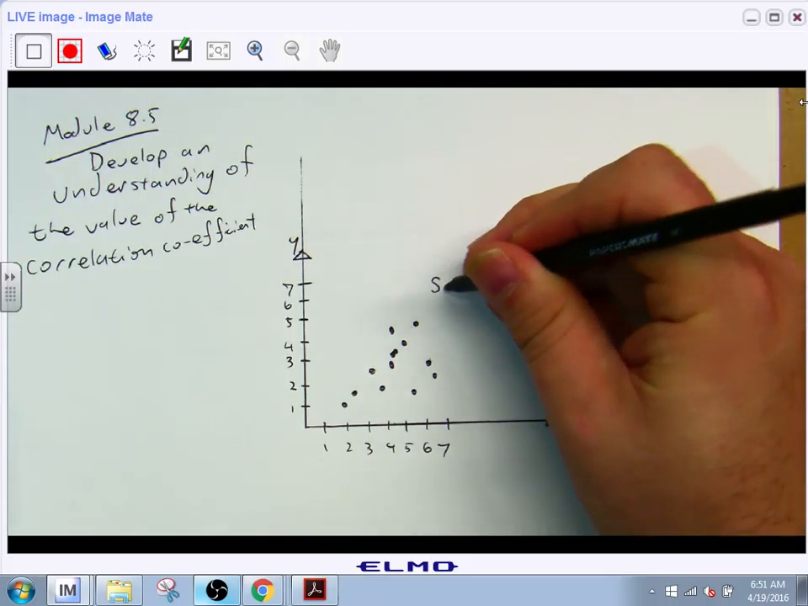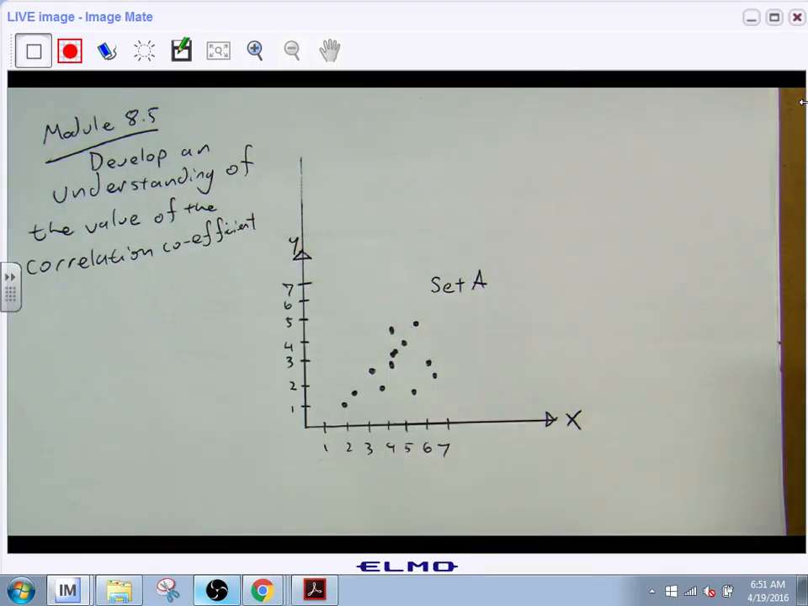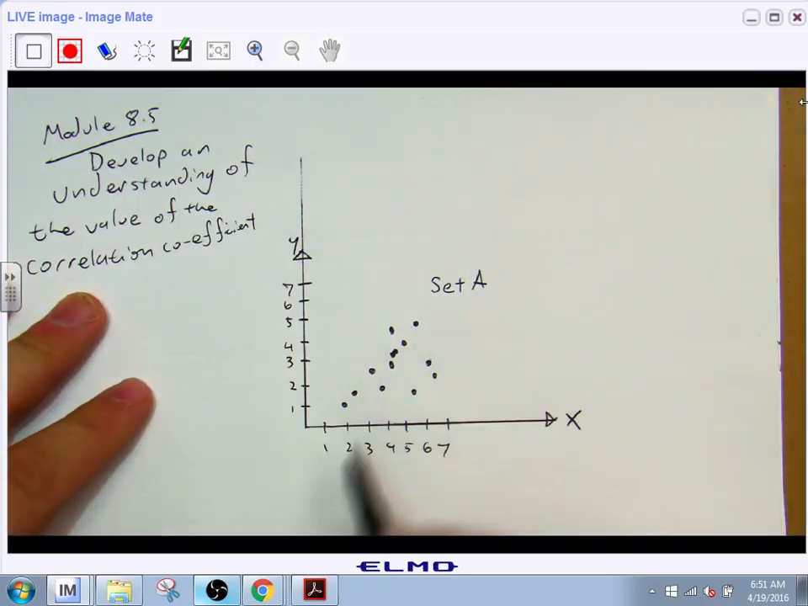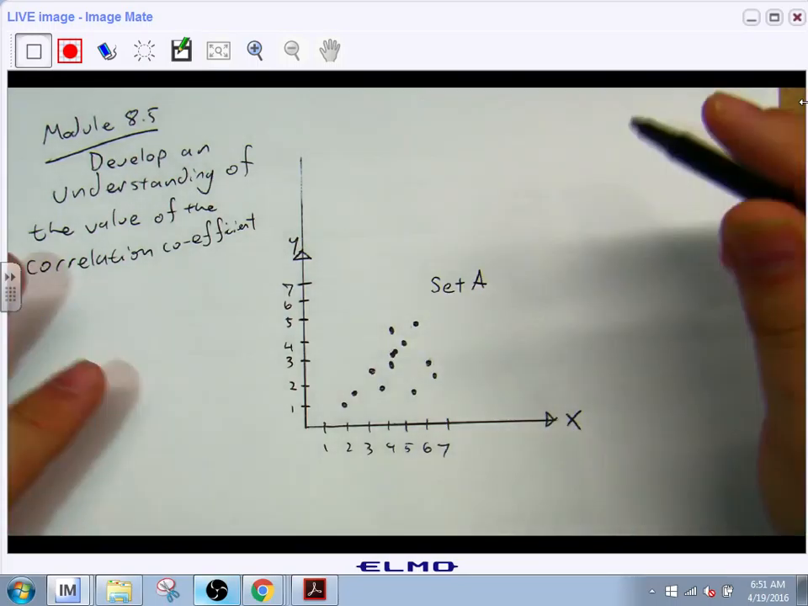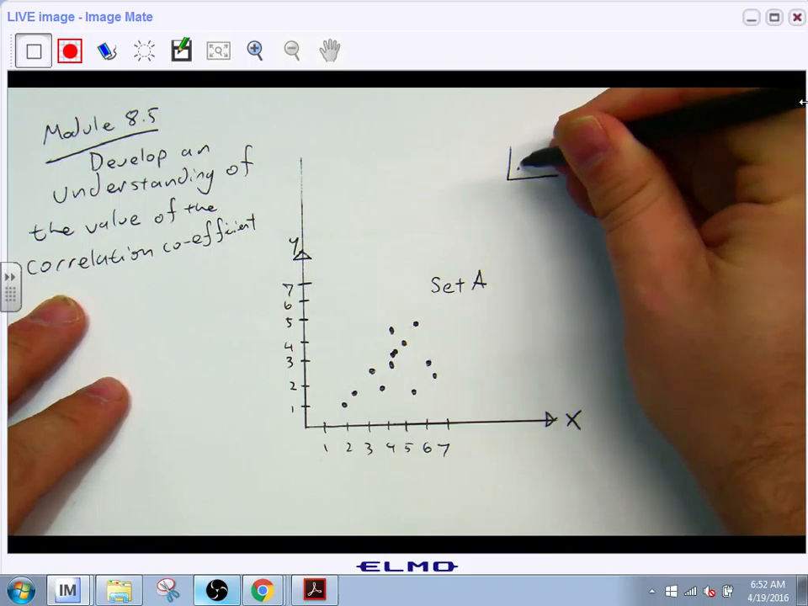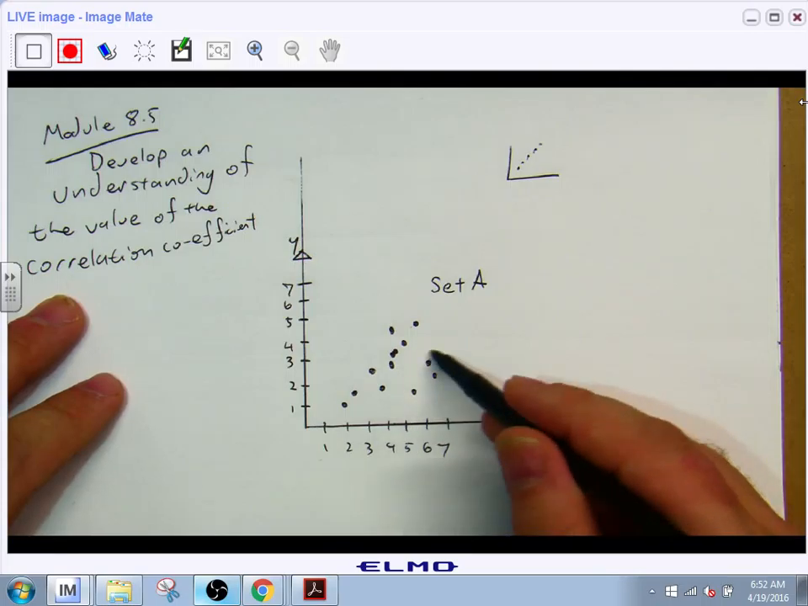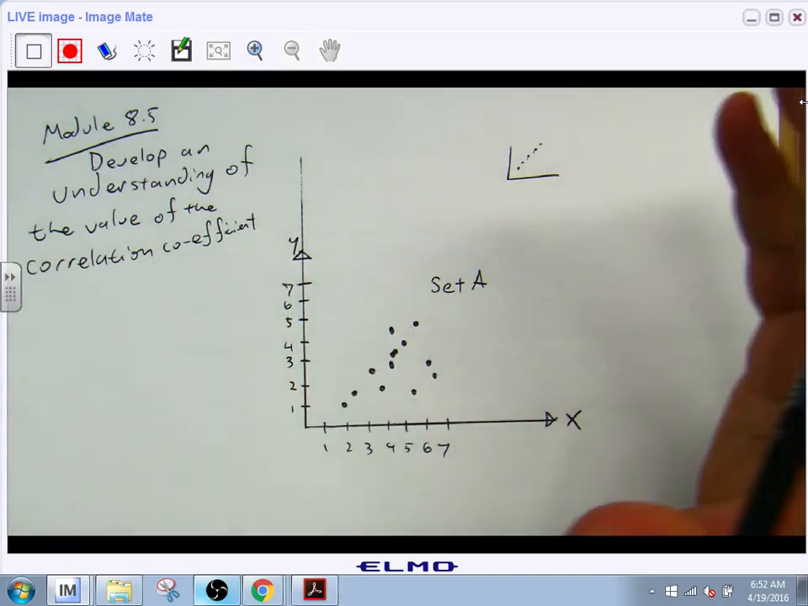So this is going to be our set A. Okay, so we've done our set A, and I just want to make a couple observations about what's going on with it. In general, it appears to have some sort of positive movement. It's not a perfect correlation. Remember, a perfect correlation would be essentially a straight line going like this. It's not that. We have this area down here, which appears to not follow that pattern. But it appears to have some sort of correlation.